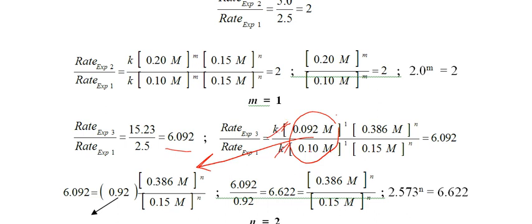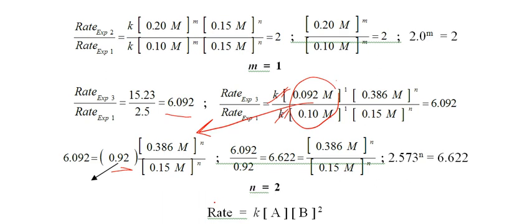So when I take 0.092 divided by 0.1, I get 0.92. I want to move that over to the same side. Move this up a little bit. So I have 6.092 divided by 0.92, and that equals 6.622. So now the only thing I have left is my concentrations that I need to solve for the ratio, or for the order. So take those two values, divide by each other, and I get around 2.573. It is equal to my ratio of my rates.